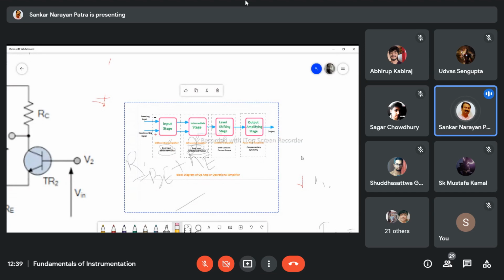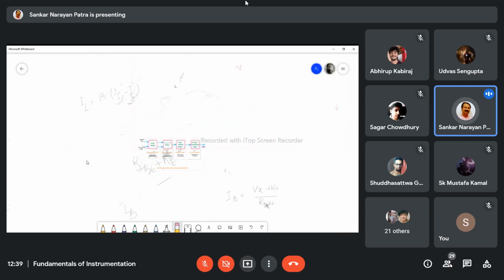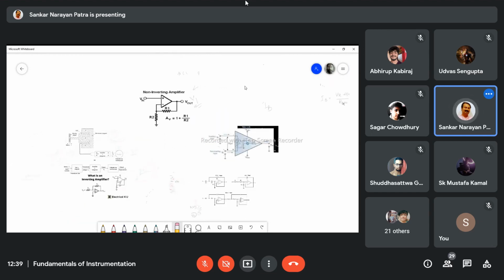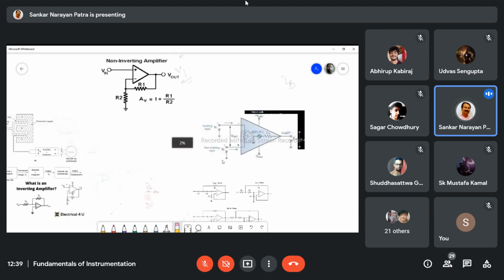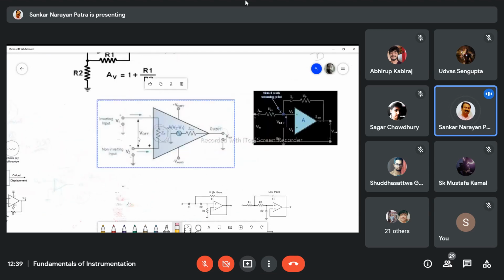So you find here the inverting terminal and non-inverting terminal. This was the inverting terminal and non-inverting terminal of an op-amp. So this was our op-amp. First we consider this was your op-amp. And as you have seen, there are two transistors having inputs V1 and V2. Both inputs are where? In the base. Am I right?